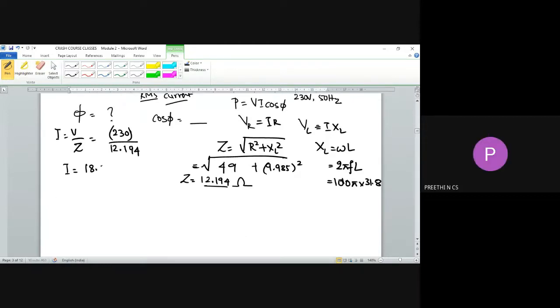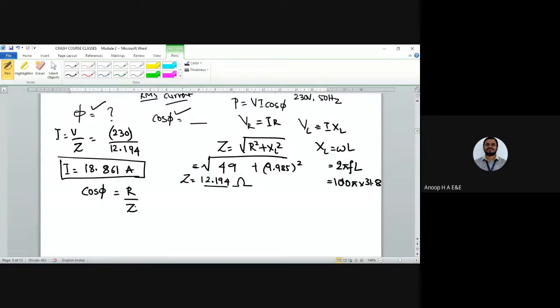$18.861 Amperes. Okay, so I hope everyone is getting the same answer as it is. Now the circuit current is done. So next one, we want to find out what is power factor and the phase angle. If you find out phase angle or the power factor, it is one and the same. A simple way to calculate the power factor is R by Z.